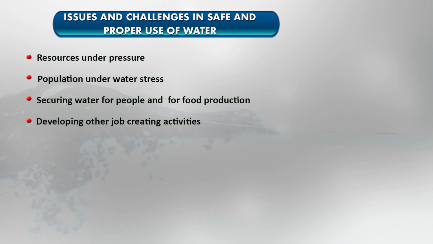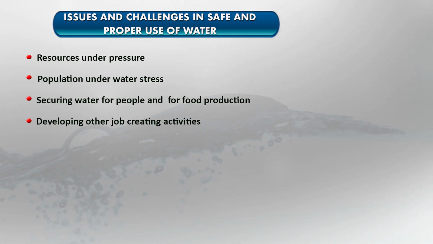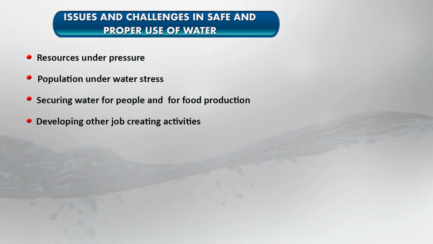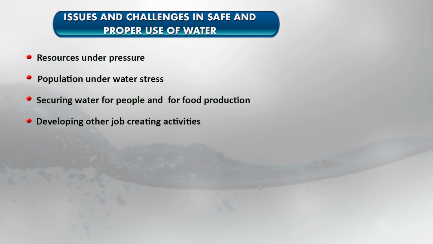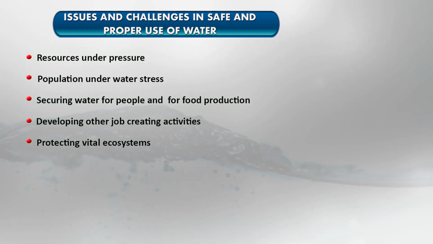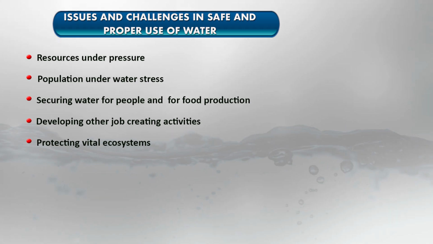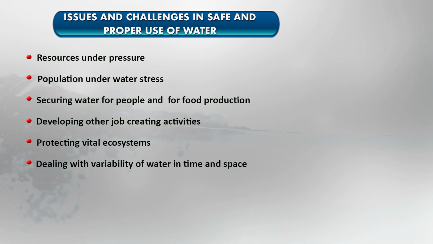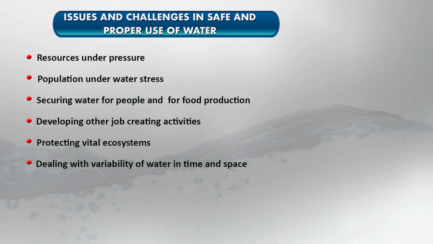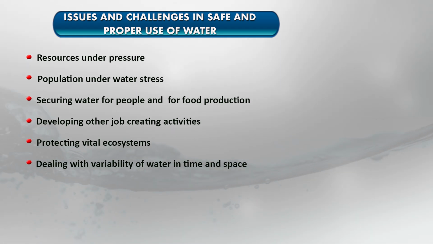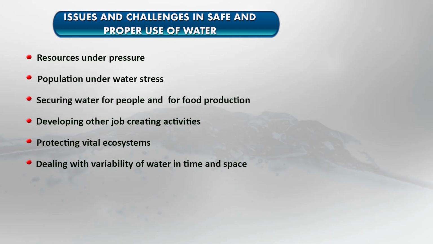Then developing other job-creating activities. If we want to start some industry, we need water, so for that also we have to provide sufficient water. Protecting vital ecosystems is also one of the important challenges. We have to maintain the abiotic factors in the ecosystem so that we maintain the ecological and environmental system. Then there is a challenge in dealing with the variability of water in time and space. We are observing that in some areas there is very high rain, in some areas deficit rain, and sometimes suddenly there is good rainfall, but at other times there is no rainfall, so there is a lot of variability.